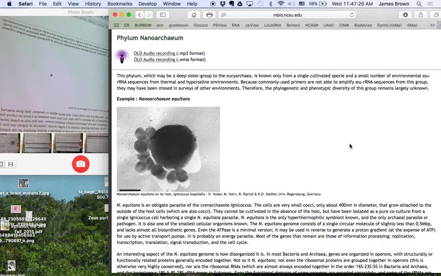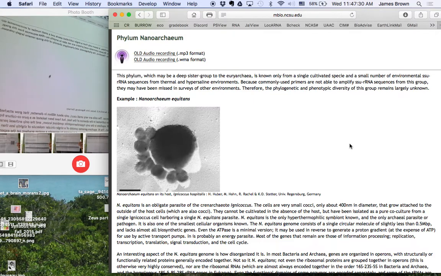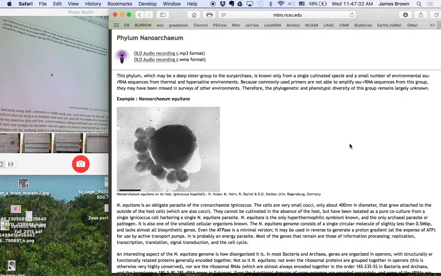And so this is Ignicoccus, and this is Nanoarchaeum. This is a standard size, it's a couple of microns in diameter. These things are about half a micron in diameter, so right on the edge of your ability to see them under a microscope. When they were first described, they were thought to be blebs off of the surface of the cell. It turns out not to be the case.